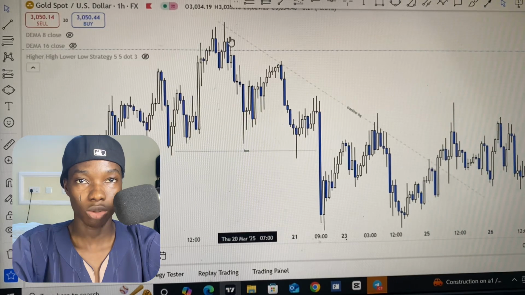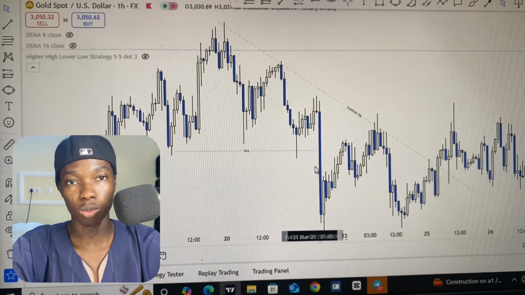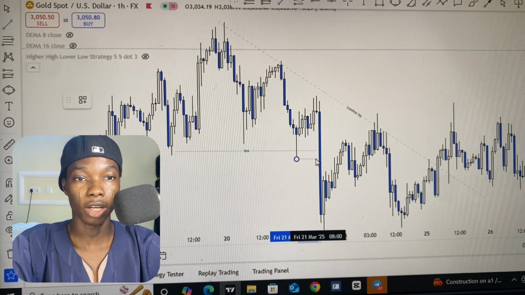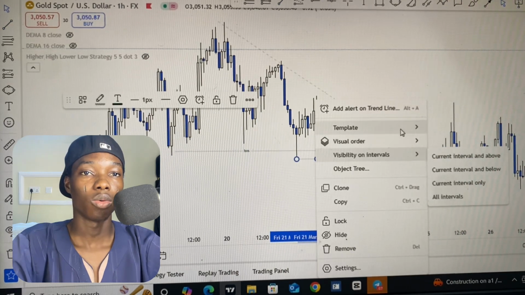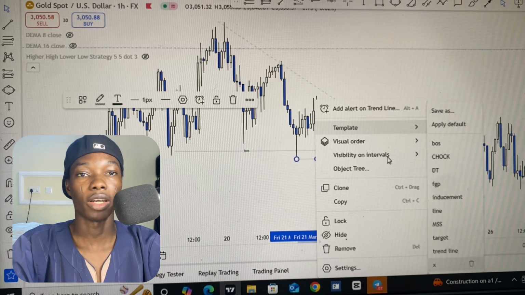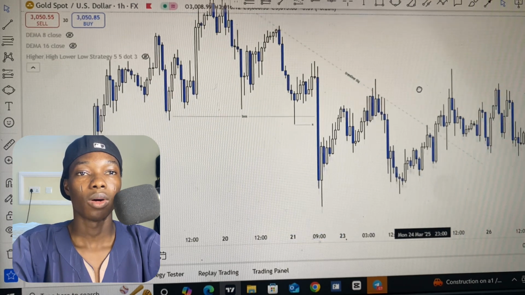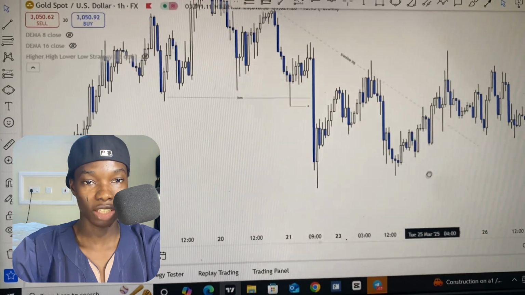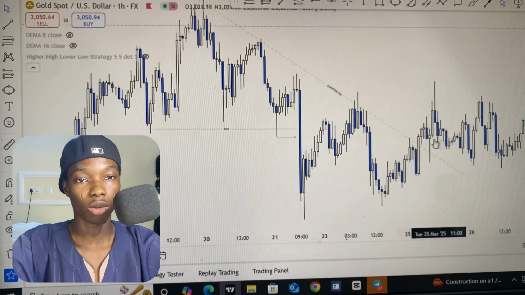The first time the market touched, we broke structure. The second time we broke structure. The third time we broke structure again over here. We broke structure again over here. And the fourth time we didn't break structure, and that's a confirmation that this trend line is about to be broken. Then we break out of the trend line over here.